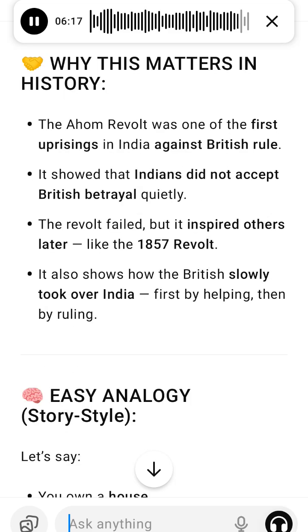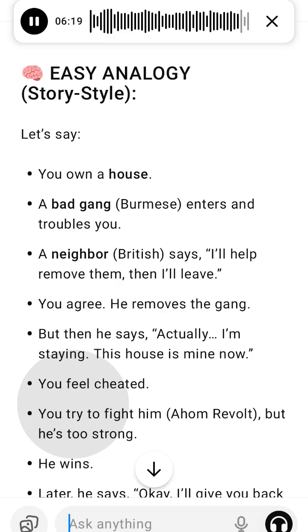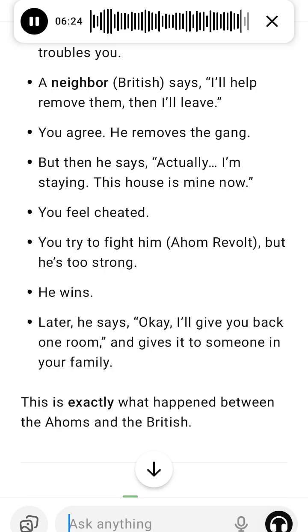The British promised the Ahoms and Assamese people, "We are only here to help defeat Burma. After that, we will go away and return your land." This was a key promise, and breaking it caused the revolt.